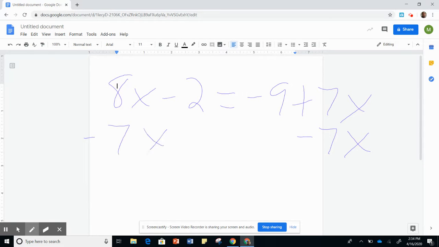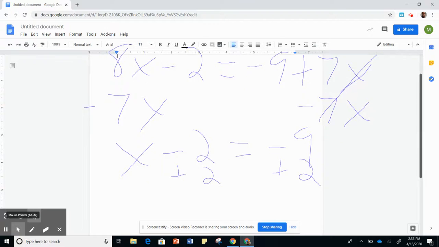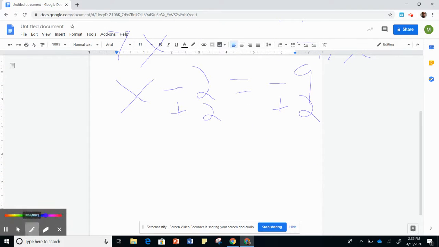This becomes negative 7x. The x's cross out. On this side, 8 minus 7 is 1x, so it's just the x. And then you bring down minus 2 is equal to negative 9. Now dealing with this, you want the x by itself to solve it. So you're going to add 2 on this side. Remember, whatever you do on one side, you have to do to the other. You add 2 there. And then we now have, bring down the x.